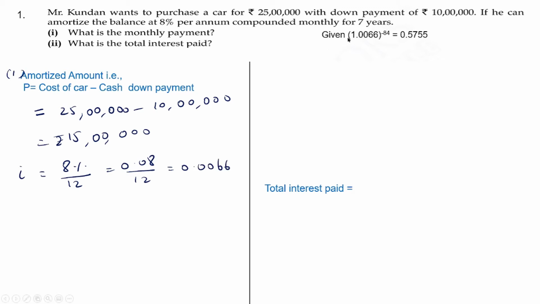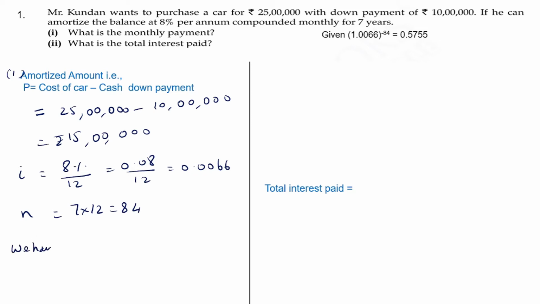And next we have the time period. The number of installments is given by 7 into 12. Each year there are 12 installments. In 7 years there are 7 into 12 installments, which is 84.